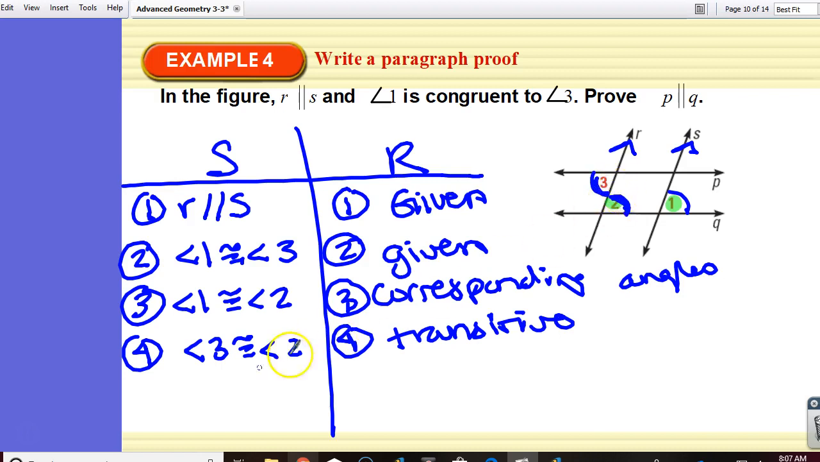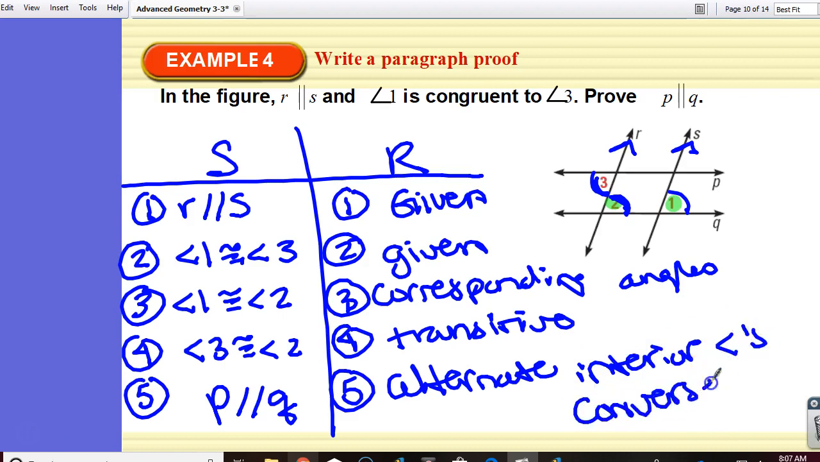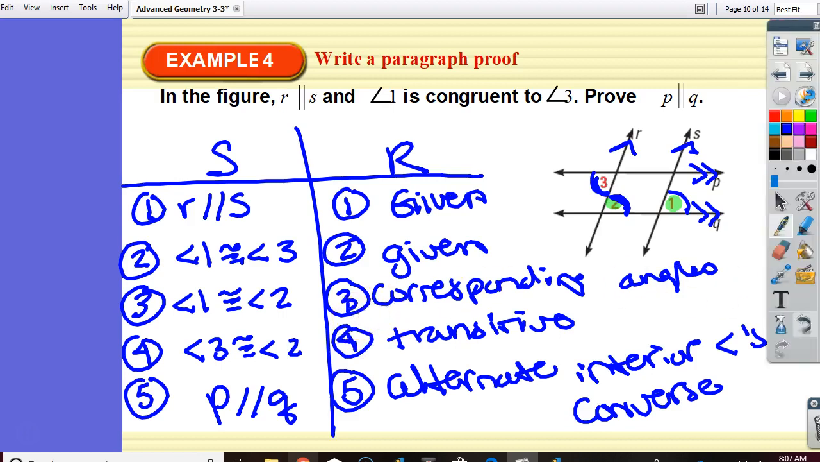Alternate interior, then P is parallel to Q by the alternate interior angles converse, right? Because these two are equal and they're alternate interior angles. If alternate interior angles are equal, therefore the lines are parallel. Make sense? Someone get that?